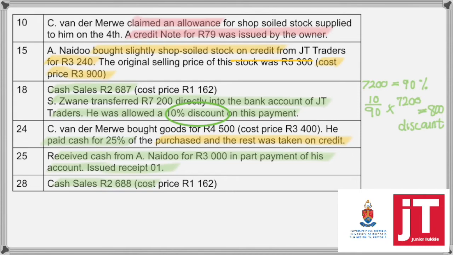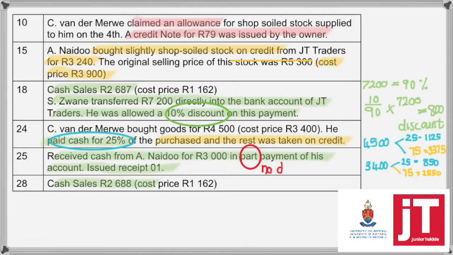Then day 24, I have to split 25.75 for the sales price and the cost of sales price, because 25% must be recorded in the cash receipts journal and 75% in the debtors journal. And I just split the cost price 25.75 the same way I split the sales price, to have the equal cost of that 25% or 75% recorded next to its selling price. And then the part settlement, remember if it's a part settlement, no discount will be recorded.